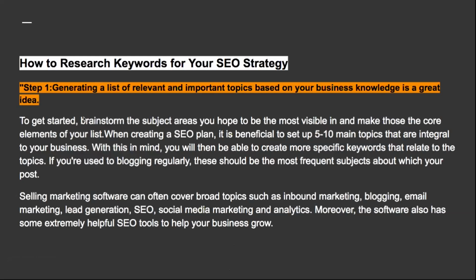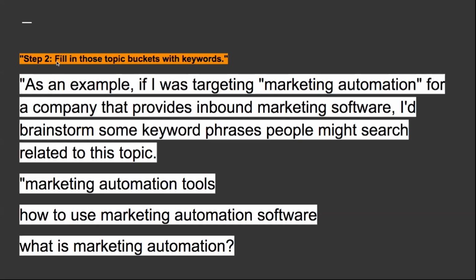So I'm going to use these ones as an example now. Let's say lead generation. Lead generation is a keyword we're using under the marketing software. So we can just say lead generation in probably 2021, or lead generation for newbies. So it's just adding phrases to the keyword to understand what people are actually searching for. That is what step 2 is talking about. So we fill in those topic buckets with keywords.